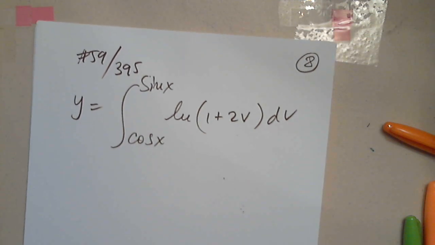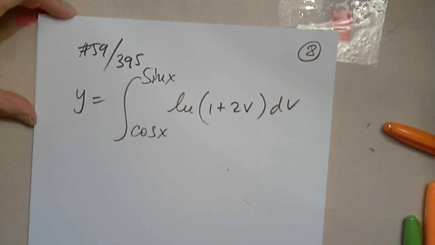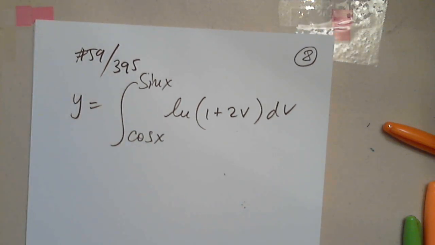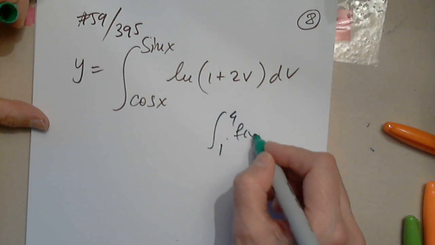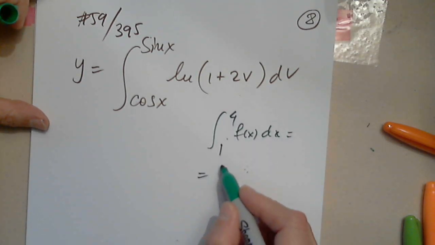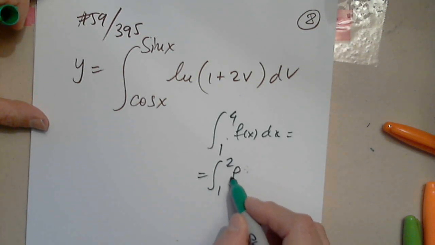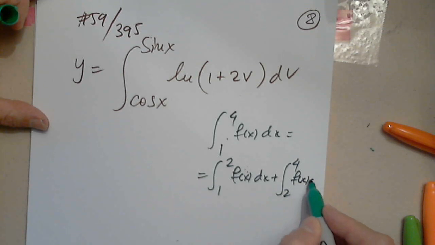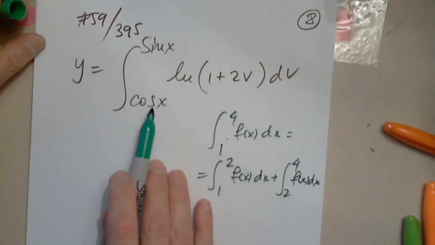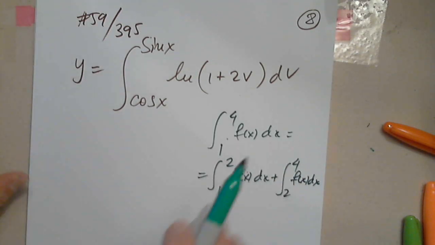Okay, well, in this case, we can still differentiate, but this particular problem needs some work. This situation needs work, which means what? Remember one of the properties we said that the integral from 1 to 4 of f of x dx is the same as the integral from 1 to 2, let's say, of f of x dx plus the integral from 2 to 4 of f of x dx. We have to use this property here. We have to break this interval.